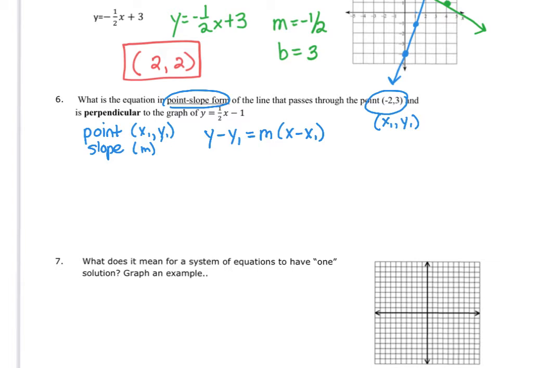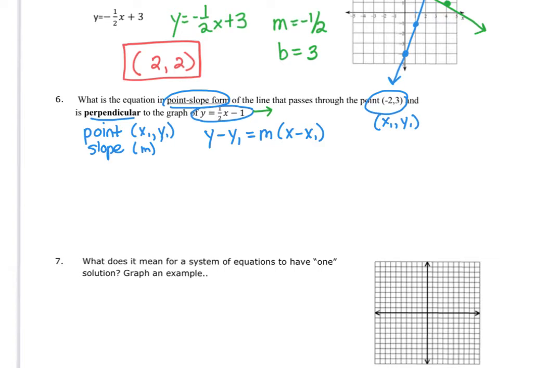The other thing they tell us is that it is perpendicular to this line right here, y equals 1/2 x minus 1. I'm going to change colors and change this into green so we can show that this is this particular line. For this particular line that they've given us, they are telling us that the equation that they want is perpendicular to this guy.